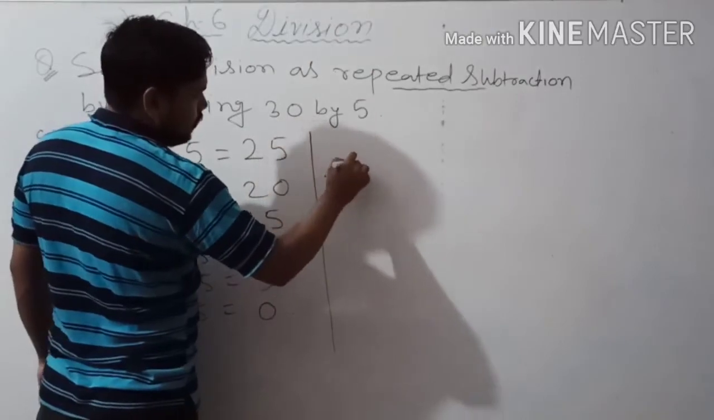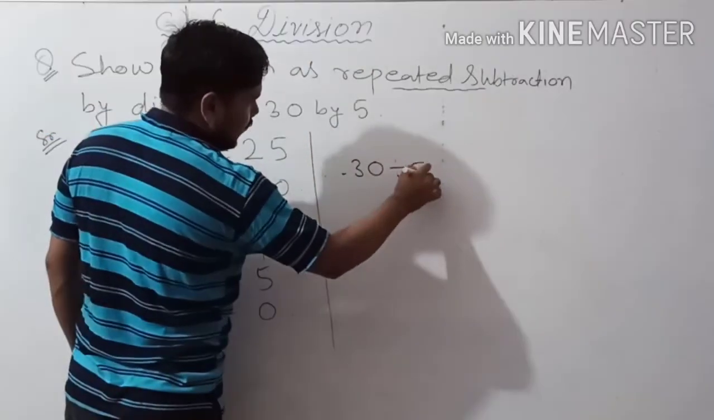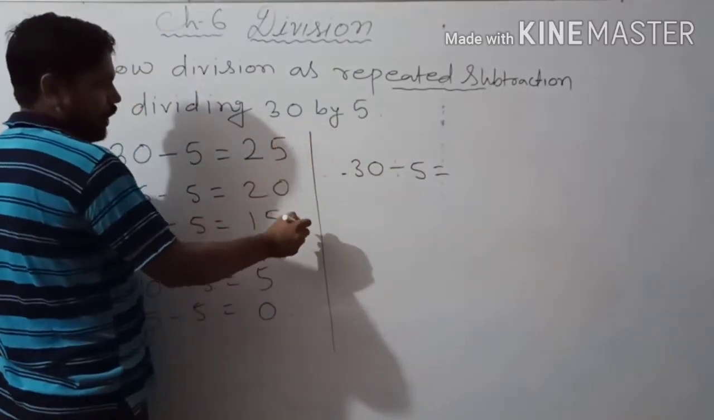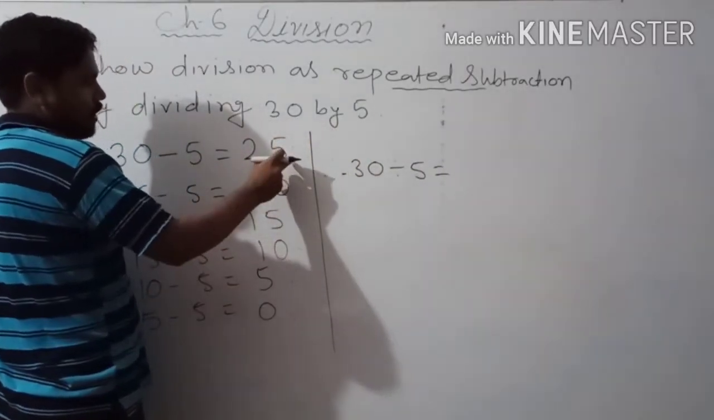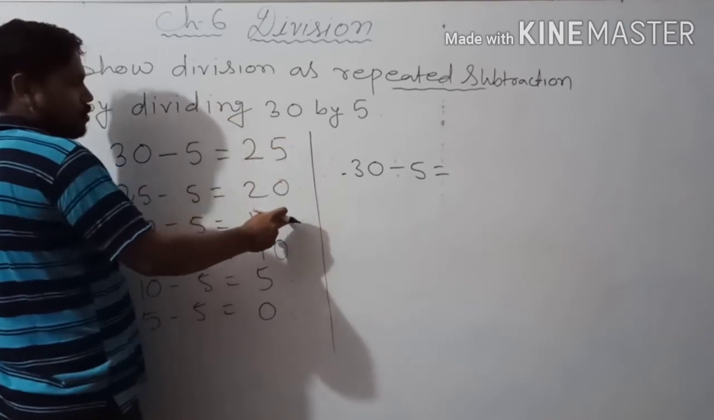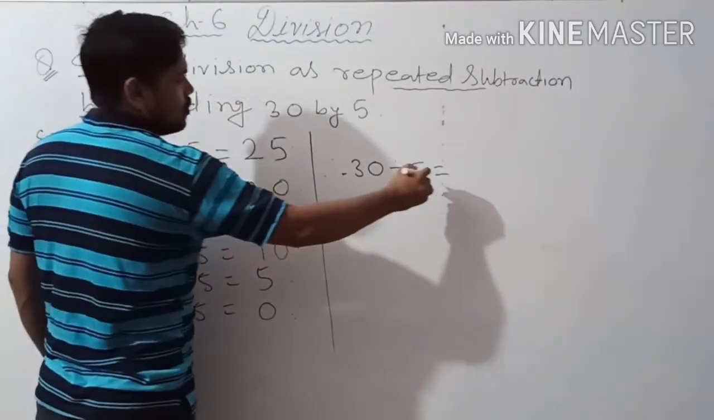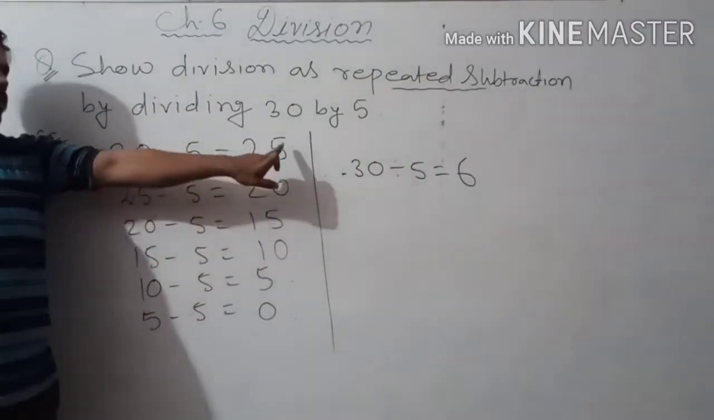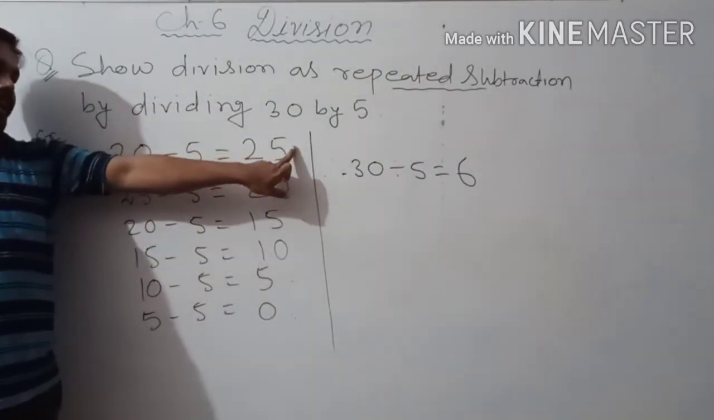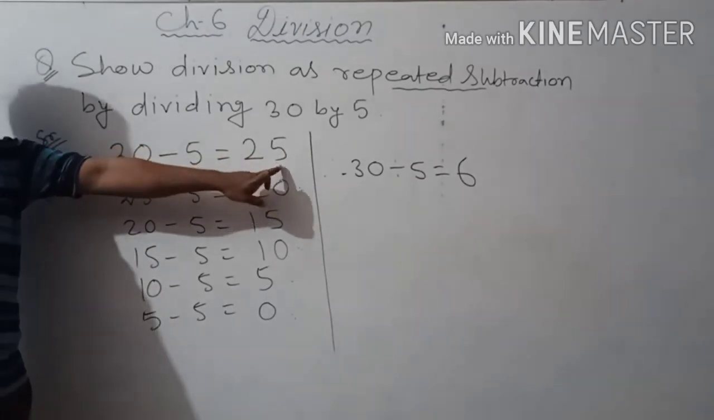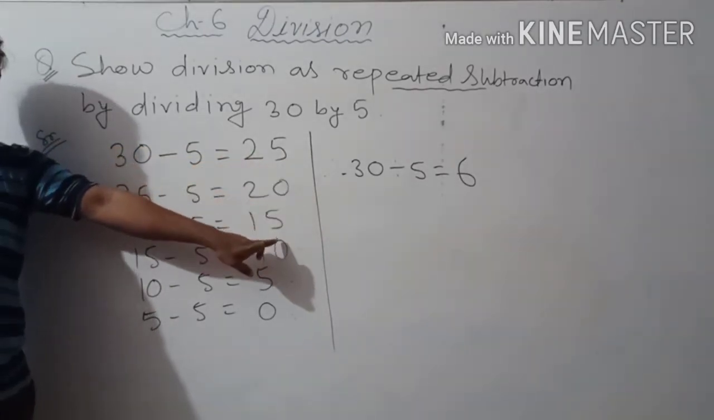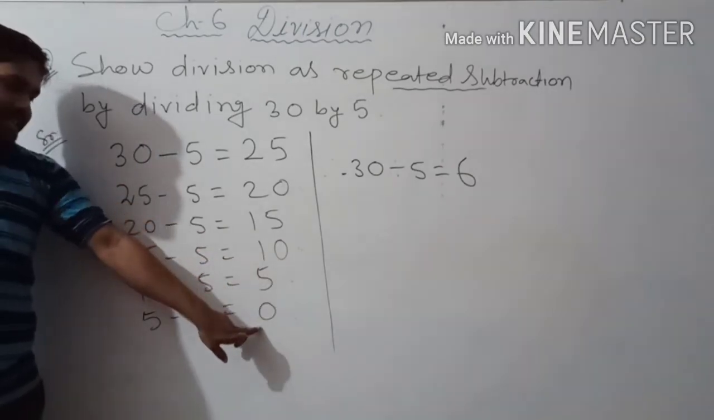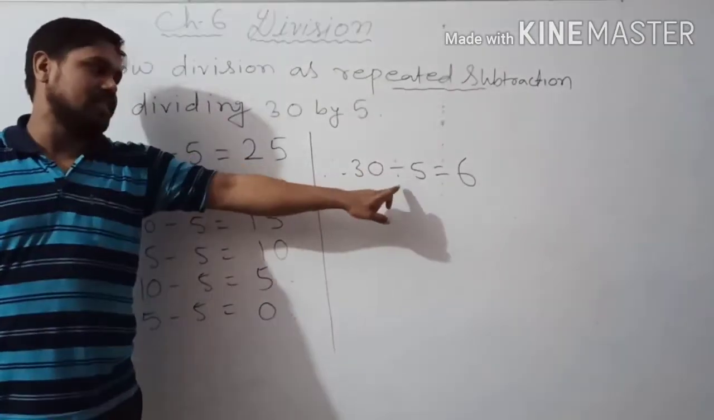Therefore 30 divided by 5 is equal to 1, 2, 3, 4, 5, 6. We had not counted this one here. So 1, 2, 3, 4, 5, 6. So 6 times. So that means the quotient will be 6. Okay, so you have to check from here. First time we got 25, second time 20, third time 15, fourth time 10, fifth time 5, and sixth time 0. So 6 times 5 is equal to 30.